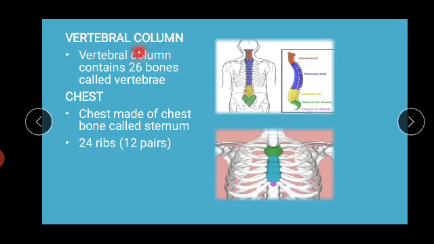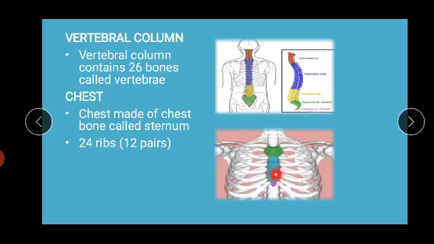Now here comes the vertebral column. The vertebral column contains 26 bones called vertebrae. This is your vertebral column, and it consists of small bones called vertebrae that are joined together to form your spinal cord or your vertebral column, and there are a total of 26 bones. And the chest is made of the chest bone called sternum.